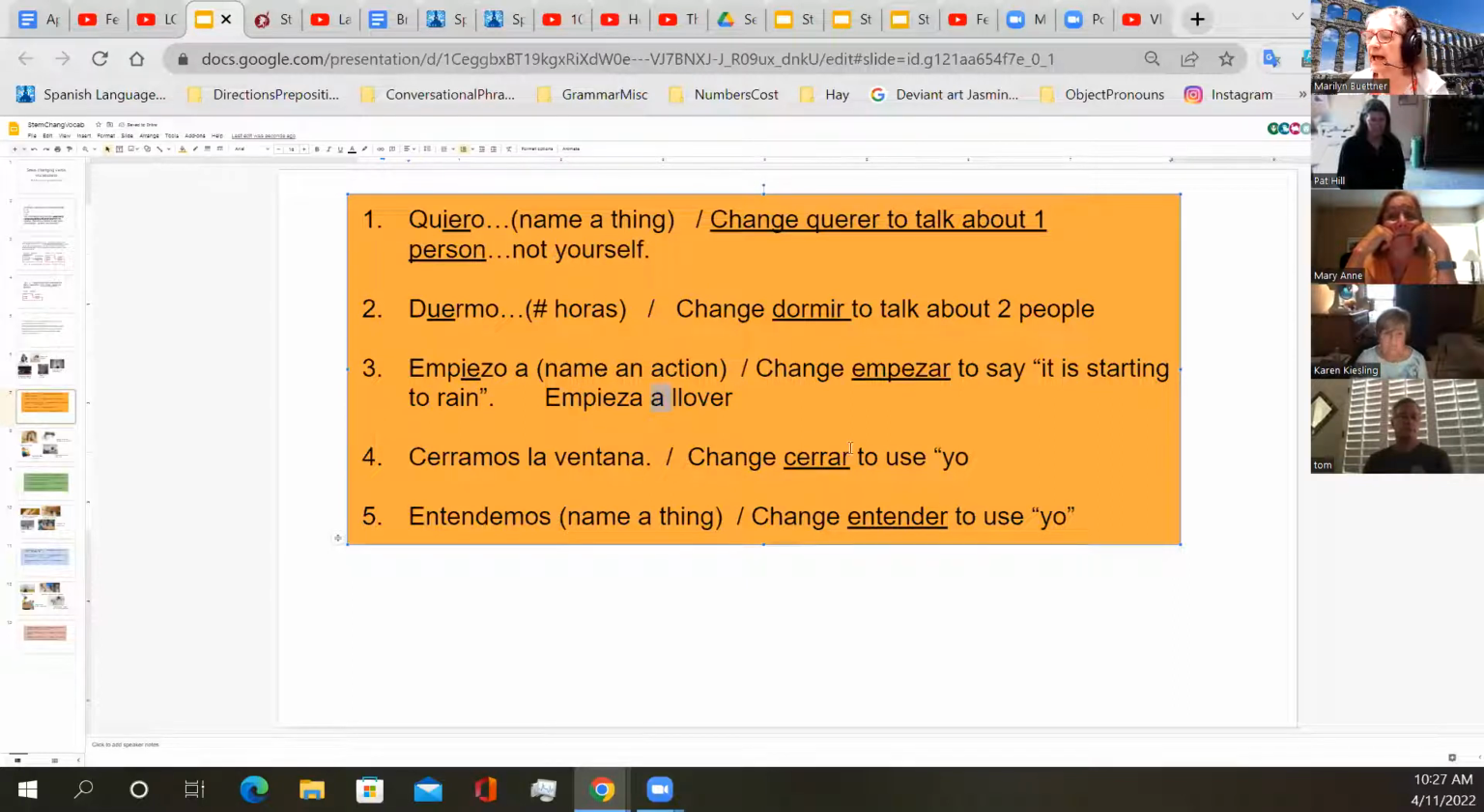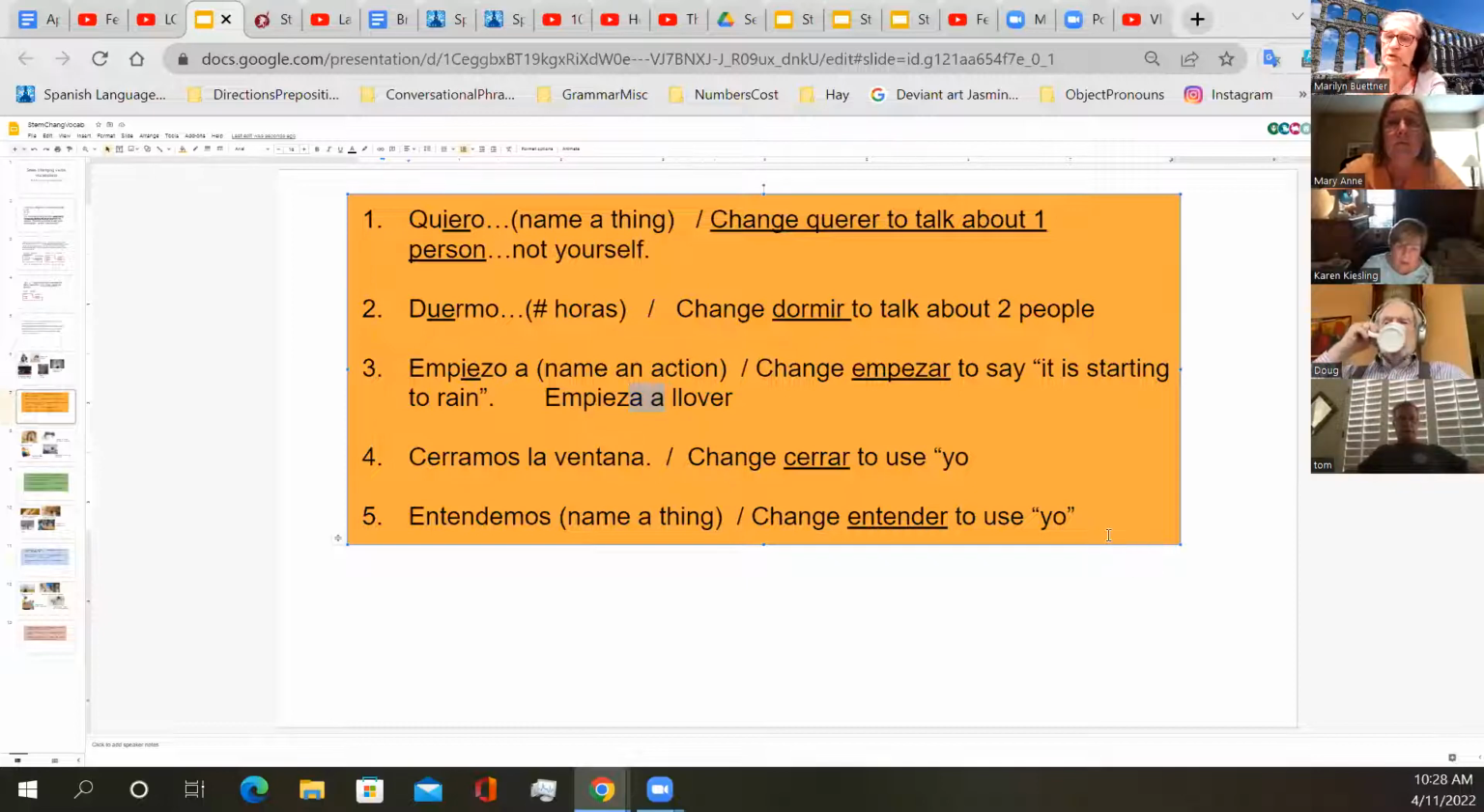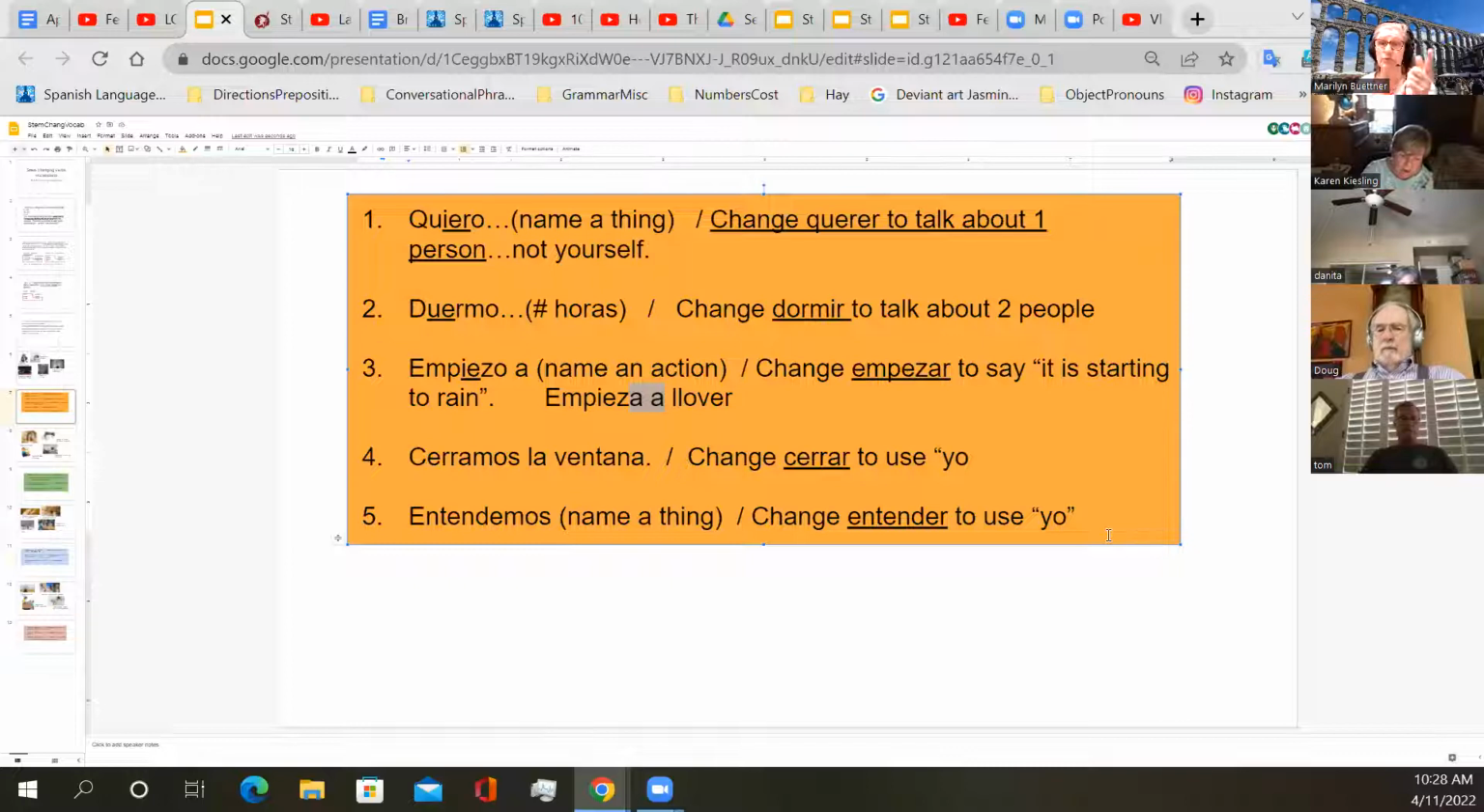You technically need to have this little word, but think about it. When somebody is speaking at a normal rate, this little a slides right into that little word. So you will never hear a pause. Empieza a llover is the way it will sound. Nobody's going to say empieza a. That a at the end of empieza will slide right into the word, and you will not hear a break at all. Empieza a llover, right?